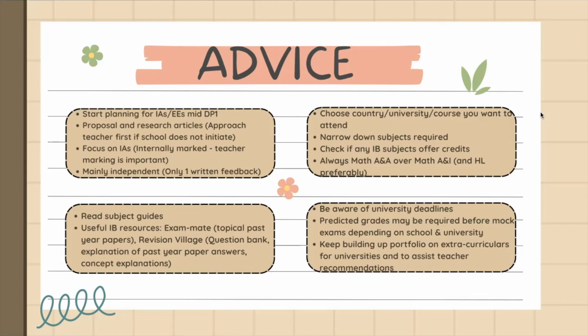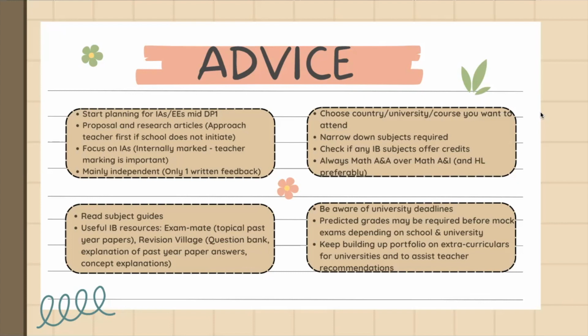This is mainly because Math A&A is believed to be the harder course, and universities look at the rigor of the course that you're taking. So for instance, if you score a certain grade in Math A&A, that would be more impressive than scoring a 6 or 7 in Math A&I, and universities look at that. So it's highly advisable to take Math A&A HL if possible, even if you were to score a bit lower, because universities would look at the rigor of the course that you're taking.